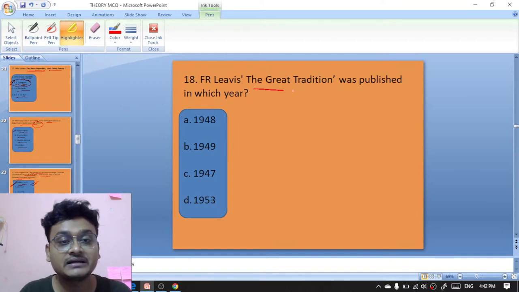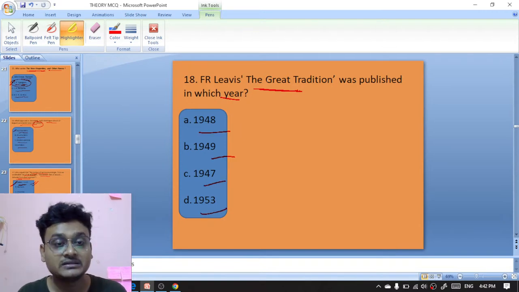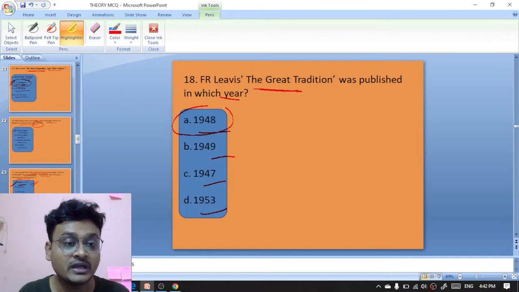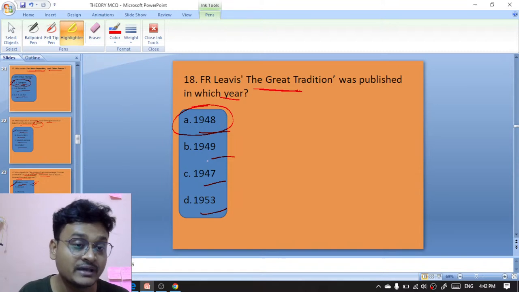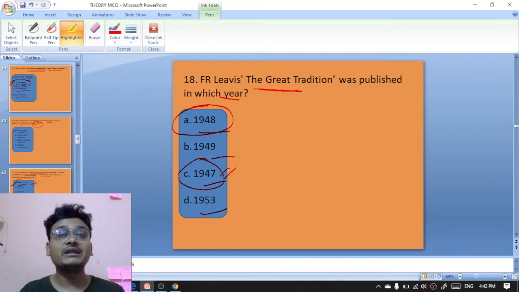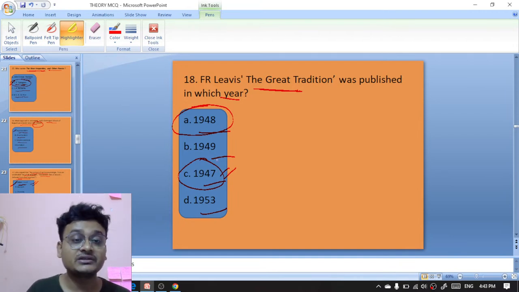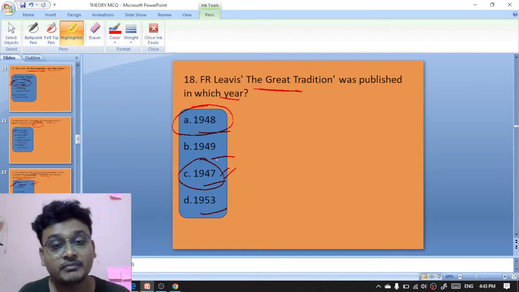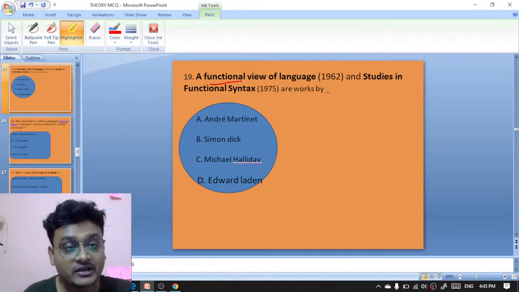F. R. Leavis, The Great Tradition, was published in which year? 48, 49, 47, 53. So The Great Tradition was published in the year 1948. And The Well-Wrought Urn by Cleanth Brooks was written in 1947, whereas F. R. Leavis's The Great Tradition was published in 1948.